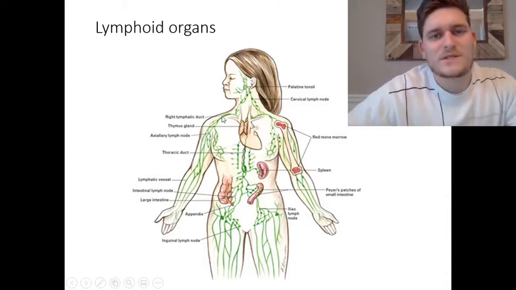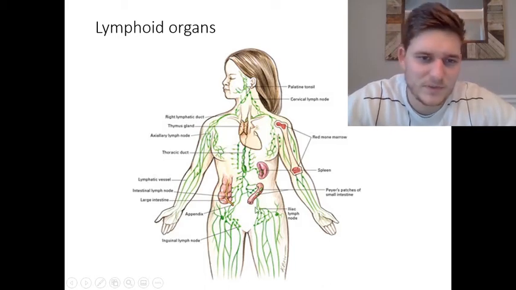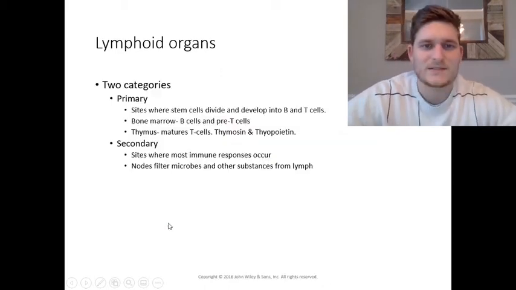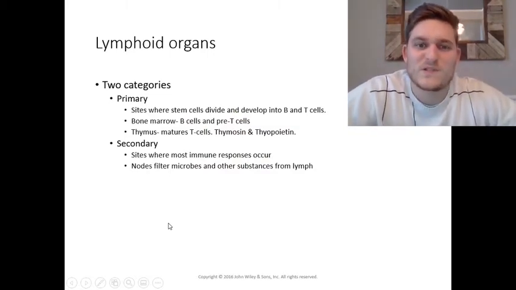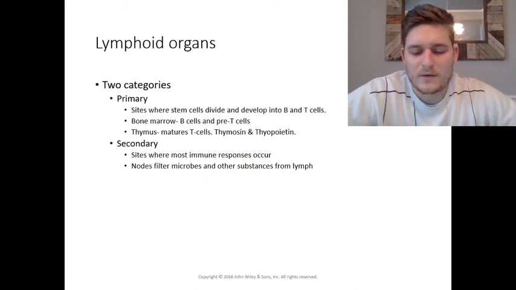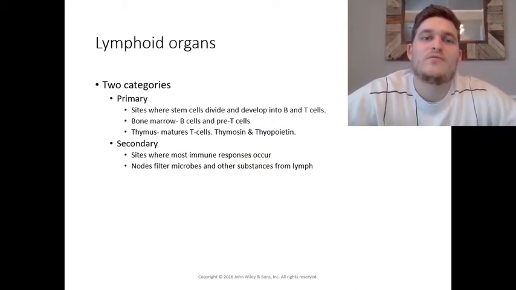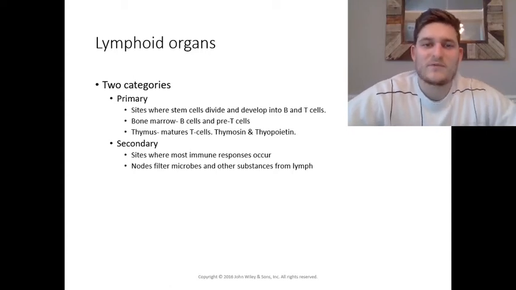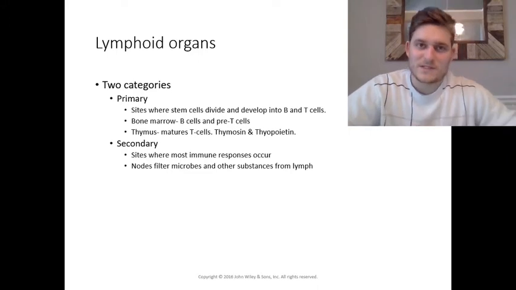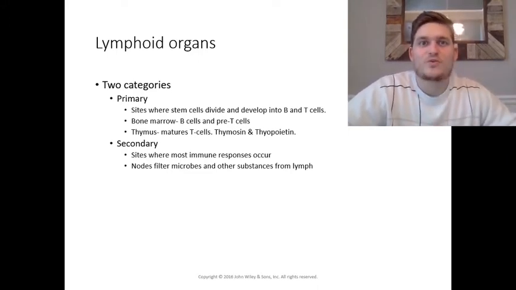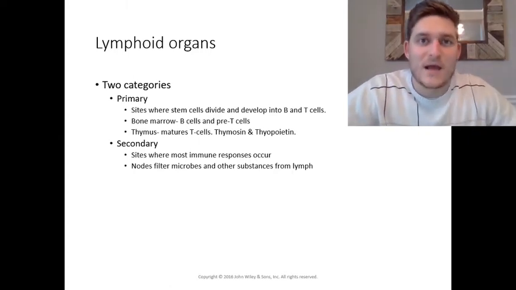And then we could also see our secondary lymphoid organs. We have the spleen, the appendix, these lymph nodes, and these are going to be areas of the body where immune responses occur. Where, in the nodes specifically, we're going to get the removal of different microbes, different bacteria, different substances out from the lymph. So these are the sites where we're actually removing these foreign invaders from our bodies.